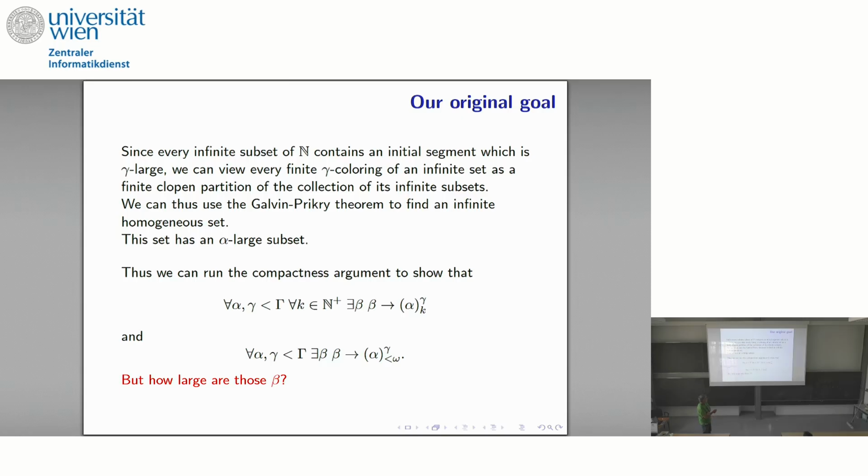Here? Well, basically you will find an infinite homogeneous set by Galvin-Prikry, right? And then that set will have an alpha large, I mean... Okay, so assume that there is no beta. For any beta, you will be able to find a counterexample, right? And then you piece them all together by building, for larger sets, a counterexample.